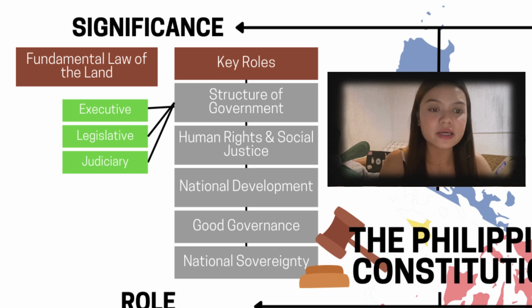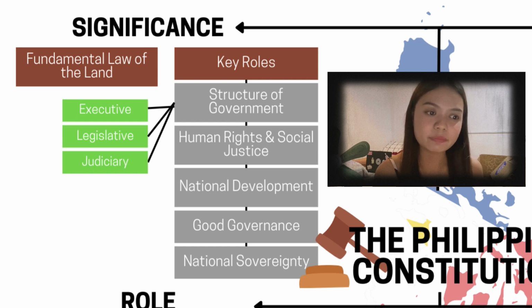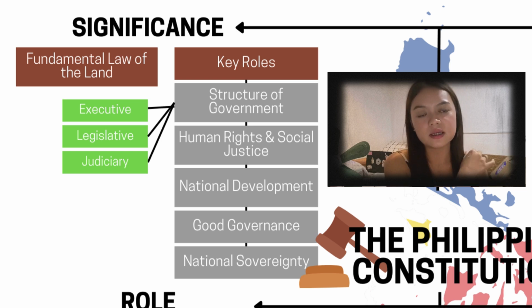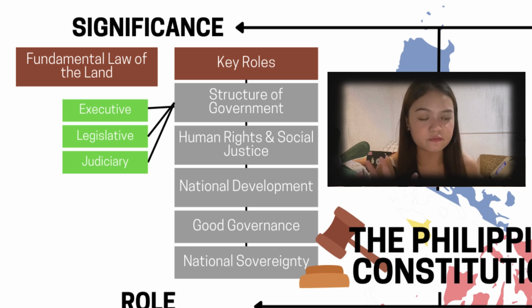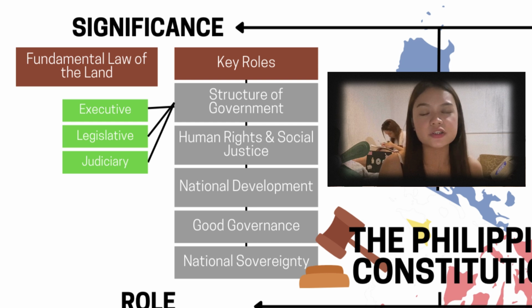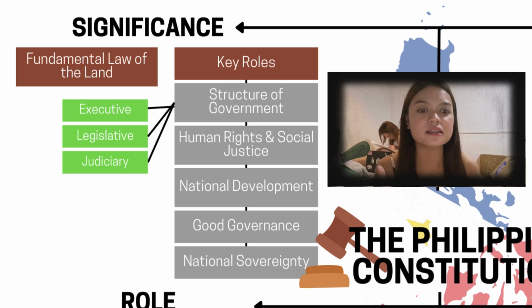The next branch is the legislative branch. The function of this branch is to enact laws, approve the national budget, ratify treaties, declare war, and impeach government officials. We have the House of Representatives and the Senate. The House of Representatives is composed of 292 members, including district representatives and party list representatives, serving 3-year terms. And then the Senate is composed of 24 senators nationwide, serving 6-year terms.